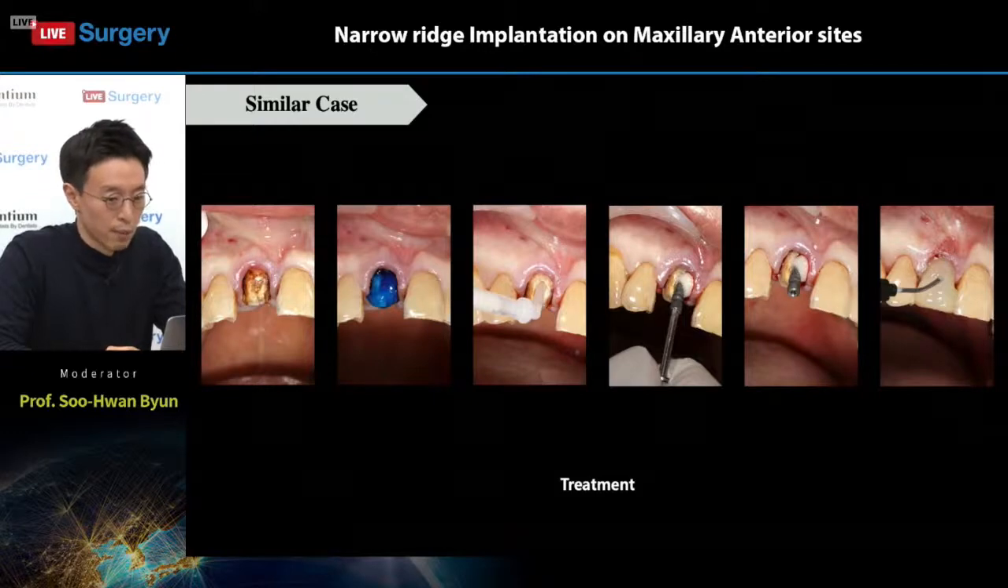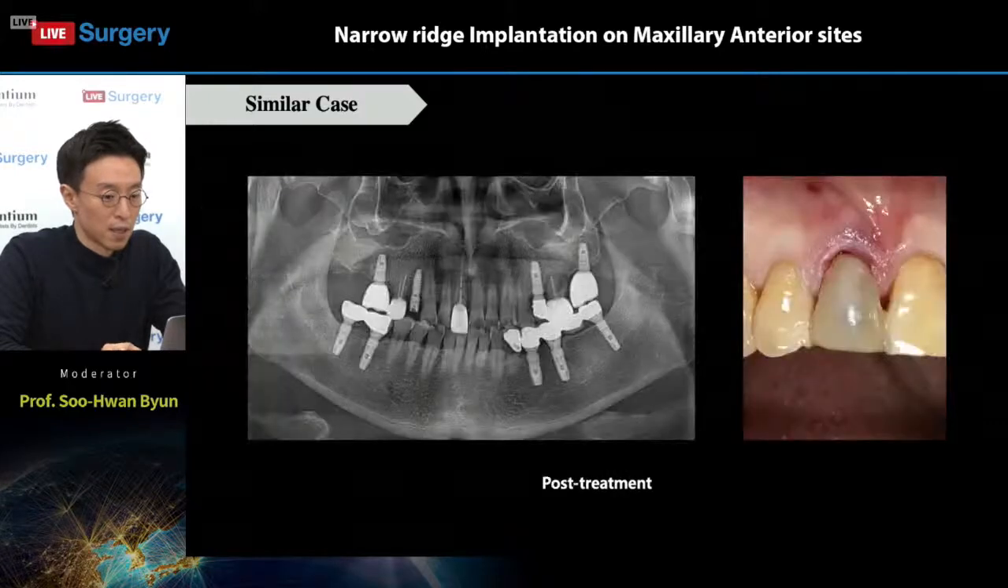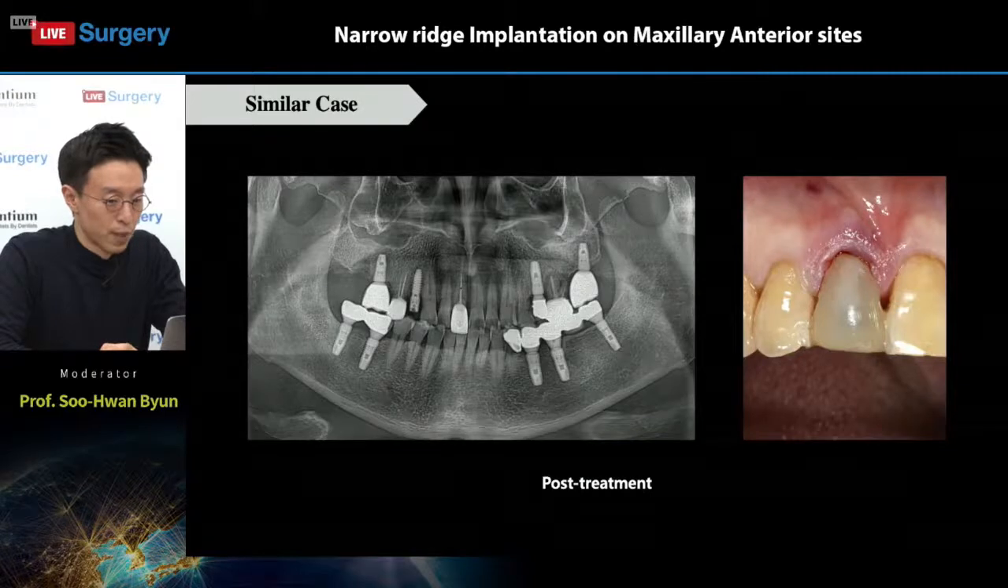Endodontic treatment and canal preparation were done. The canal was pre-treated and filled with resin. Finally, the root canal implant was inserted and the upper crown was fabricated. This is the post-treatment panoramic radiograph. The bright root canal implant looks very simple and easy.